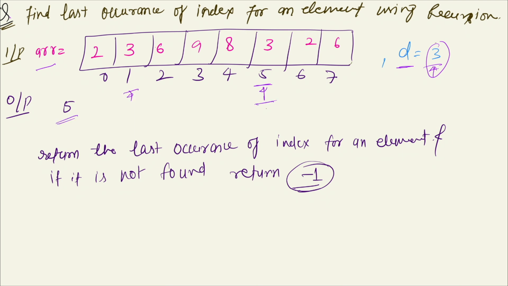If we have another element, say d is 7, which is not inside our array, then it will check if d doesn't exist inside the array, and it will return -1. If it is not inside the array, it will return -1. Those things are mentioned here: return the last occurrence of index for an element, and if it is not found, then return -1.